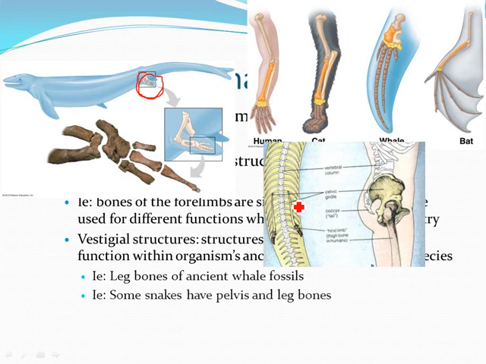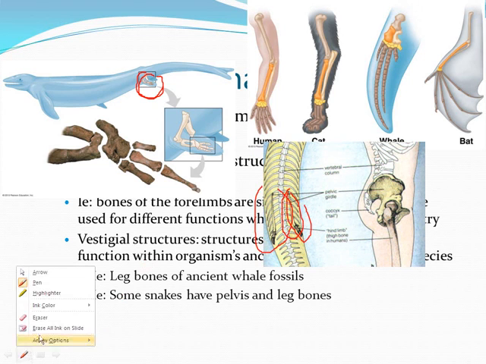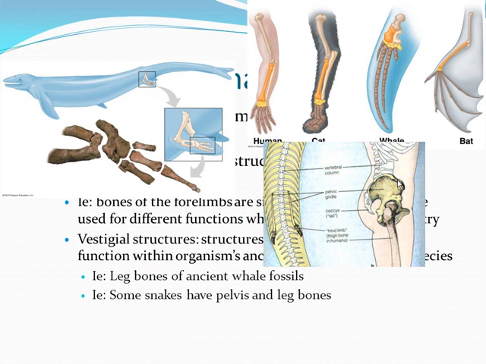Another one is that some snakes have the pelvic and leg bones that you see over here. Not all snakes have them, but a few snakes do. For us, we use it to help stabilize our lower limbs. But for the snakes, they don't have a use for it. So these are the vestigial structures. They don't have a function for it anymore.